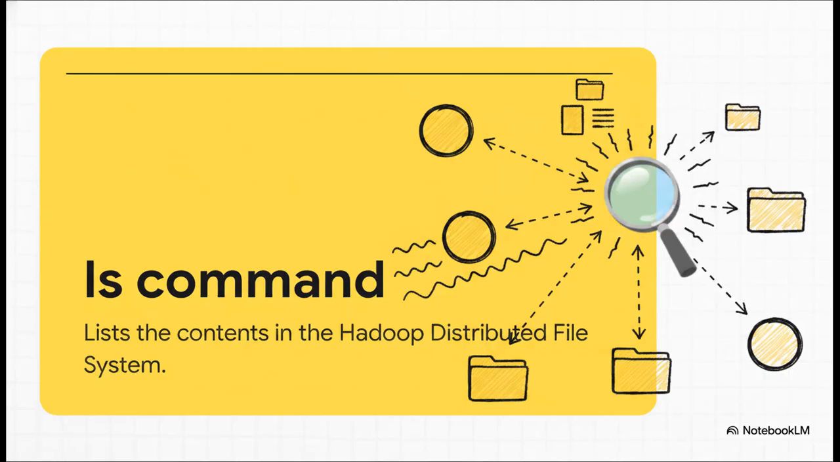So, what actually happens when you hit Enter? Well, the ls command lists the contents in the Hadoop distributed file system. It perfectly illustrates how a single, simple instruction pulls our entire 3-node cluster to list out every single file and folder currently sitting in the system. It gives you an instant, bird's-eye view of your entire distributed storage setup.